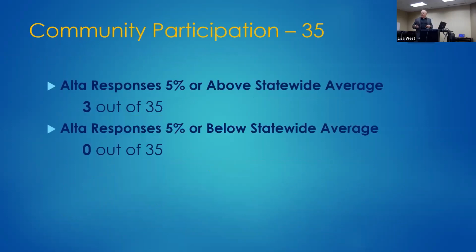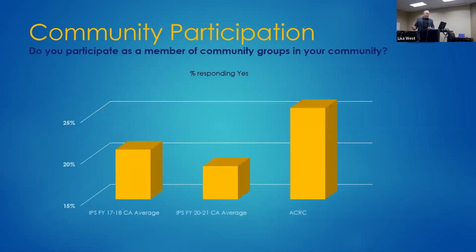Community participation. 35 different measures that were possible responses in the questions that were asked in this category. Alta, again in this category, only did well. There were only measures where we were above 5% of the statewide average, none where we fell below. So I don't have a graphic representation of anything reflecting areas for improvement. But just to show you where we were doing well in that category and the type of questions that asked with regard to community participation.